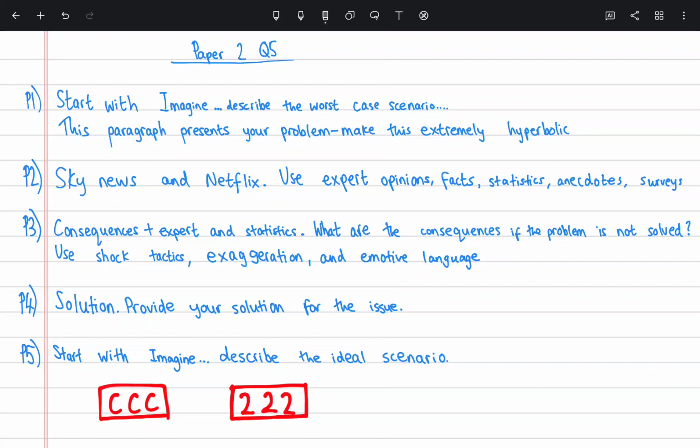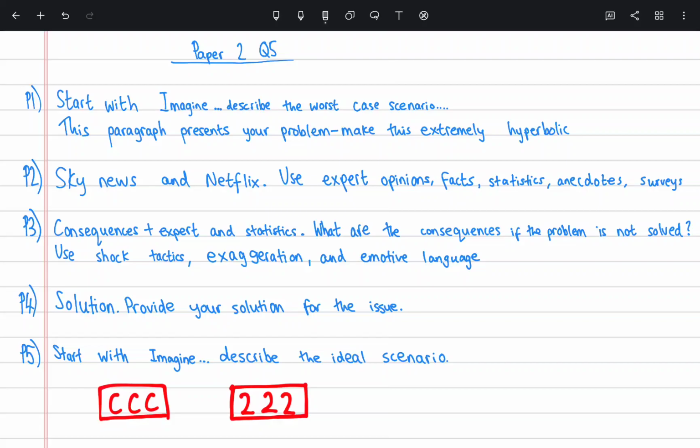And obviously, when you plug in the stat, make sure you explain and tell us how does that help portray your point of view. Paragraph 3, you explore the consequences and you provide expert opinions and statistics. So in other words, you look at what are the consequences if the problem is not solved. Use shock tactics, use exaggeration, and use emotive language. So what you're doing in paragraph 3 is you're really highlighting the severity of this issue, and if things are not rectified, what would happen? How does it affect students? How does it affect society, etc.?